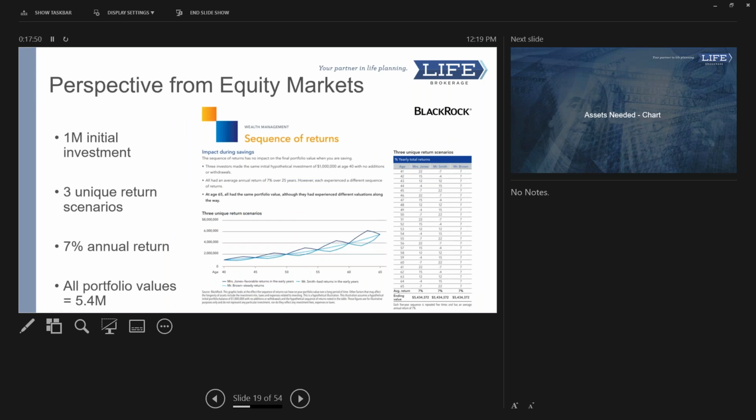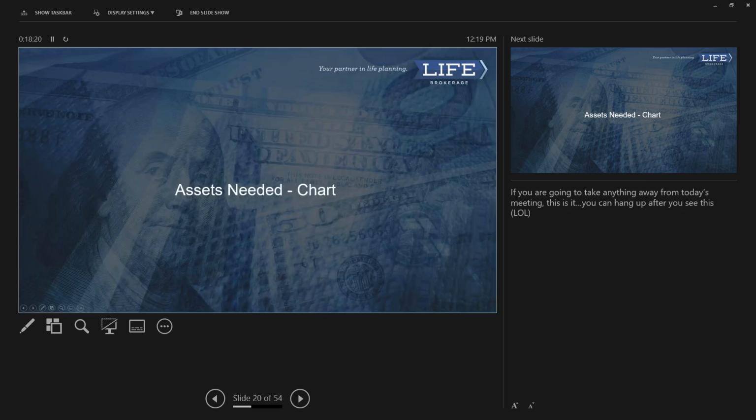This is a piece from BlackRock. 7% on the way up, Mrs. Jones, Mr. Smith, Mr. Brown. They all got different returns, but they all averaged 7%. They all ended with $5.4 million. Pretty cool, right? Didn't matter the sequence. They all got 7%. This is BlackRock telling you the story, not me, not the insurance guy. Look what happens on the way down, in the distribution phase.